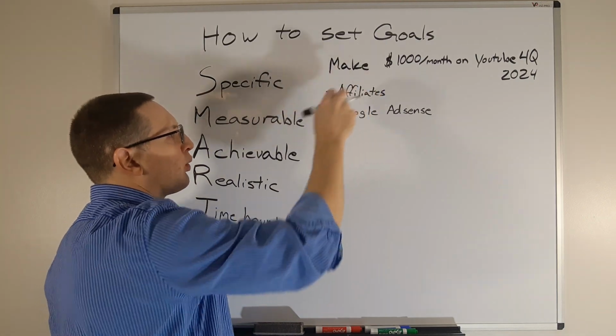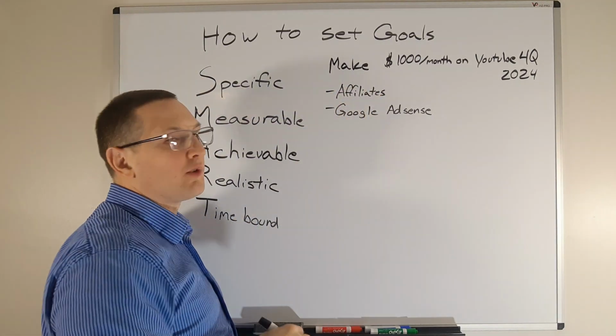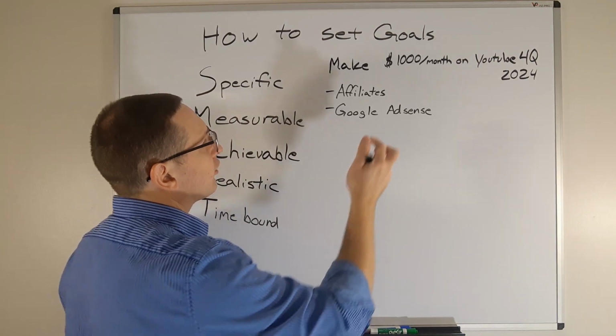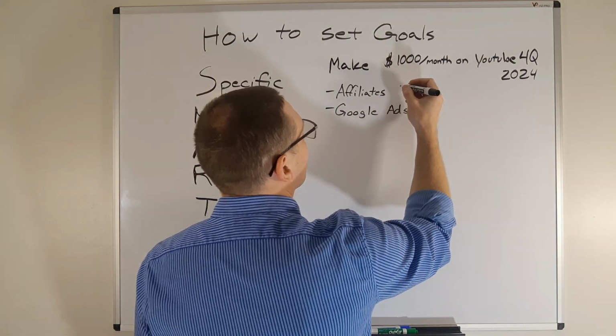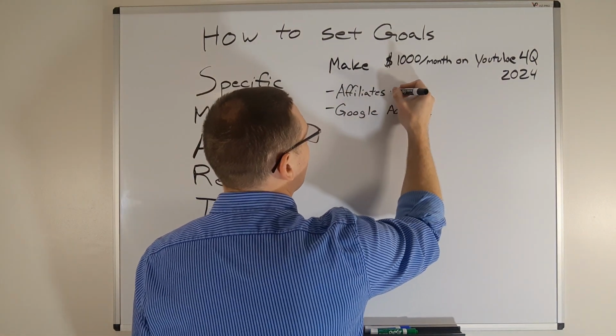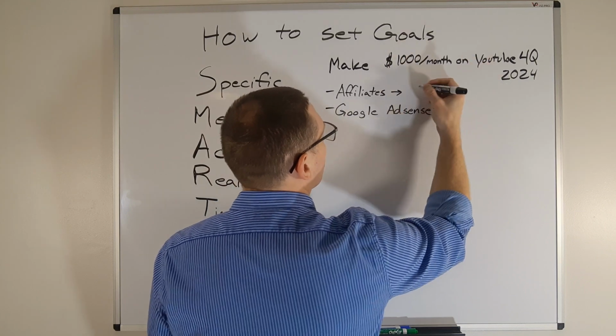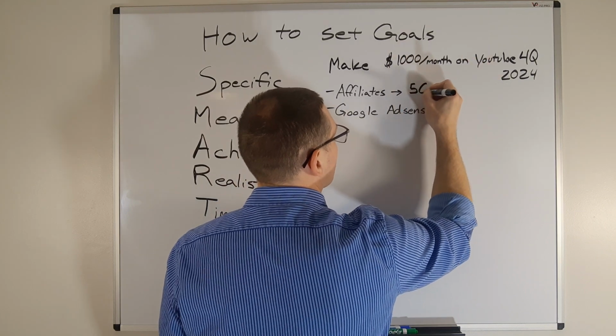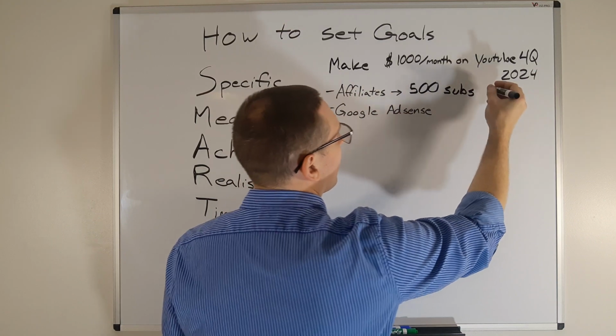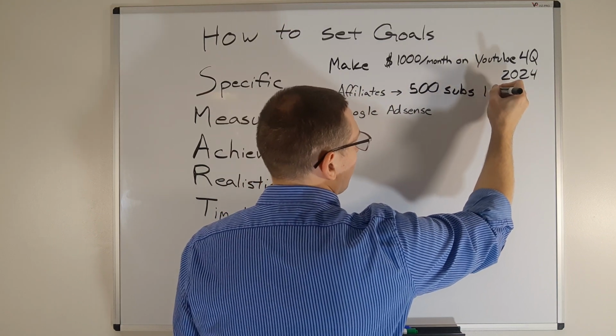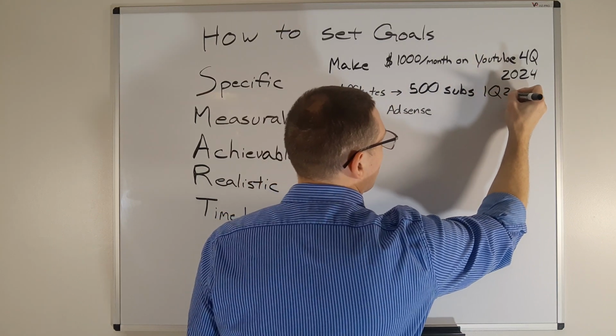So how do I get into an affiliates program? How do I get into Google AdSense? Well, they usually have some type of requirements. So for this, I might want to say for affiliates, I want to get 500 subscribers, and I want to do that by, say, first quarter, 2024.